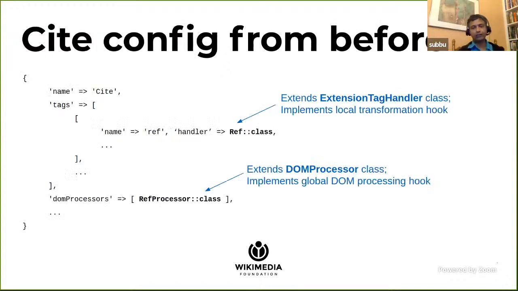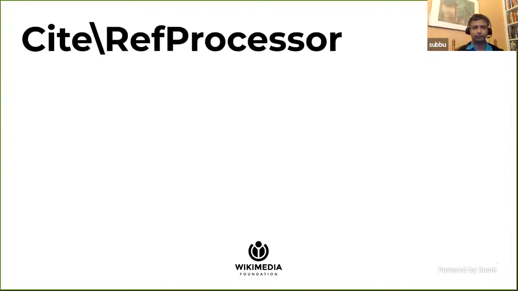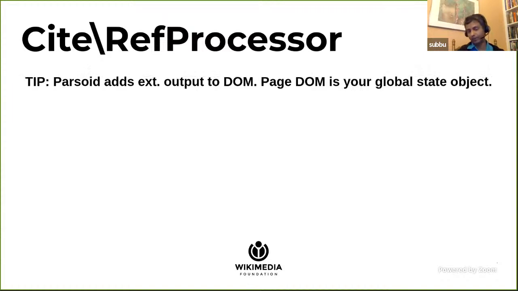So if you look at the Cite config from before, besides the ref class handler, which we just looked at, it also declares a DOM processor, which is implemented by the ref processor class, which implements a global DOM processing hook. So this is the hook that's marked in red. That's the ref processor. It's invoked much further in the pipeline when it has access to the entire page DOM. So let's see what it does.